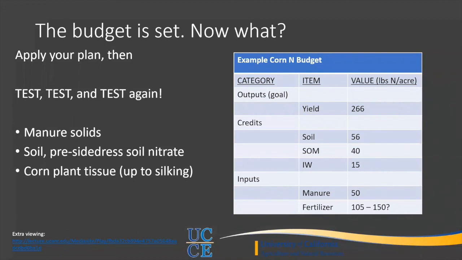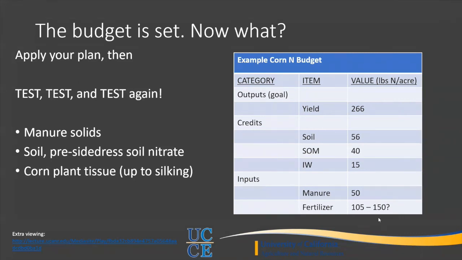Here in this slide, what I tried to present is a summary table of everything that we figured out for this crop nitrogen budget. You can see in the left-hand column all the three different categories, with which we should all be very familiar now. The outputs are the goals, credits, and the inputs. And then for each of those categories, the item that we're actually talking about. Okay? And then in the very right column, the values that we have just gone through and figured out.